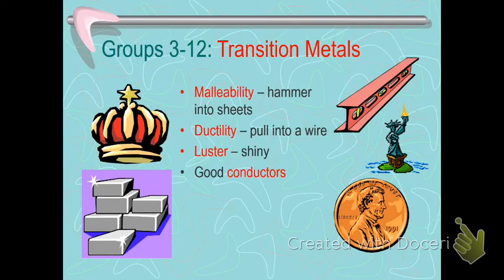The classic metallic properties that we are referring to are things like malleability, which means it can be hammered into a thin sheet. Ductility means you can pull it into a wire, so a lot of our wiring, especially copper, is pulled into that thin wire so that it can conduct the electric current along the wire. Luster means shiny, and then they're good conductors of both heat and electricity. So let's write that down: good conductors of heat and electricity.